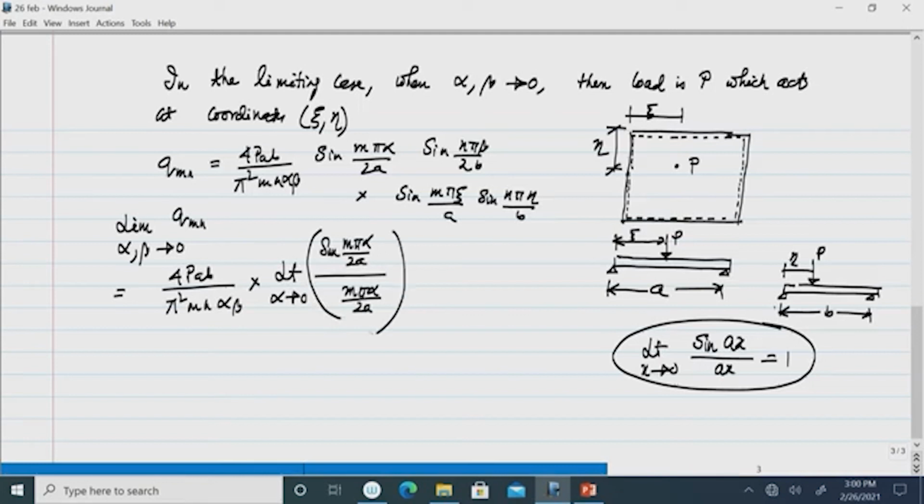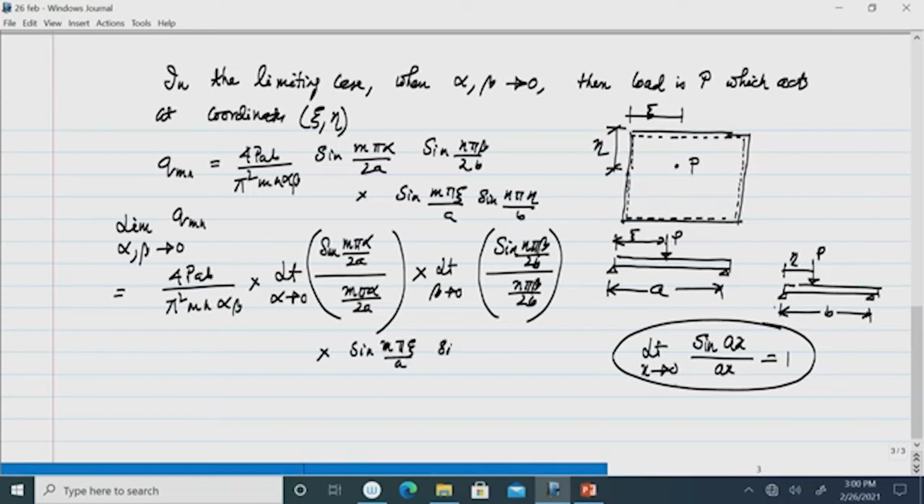Let me write the limiting value. Again, limit beta tends to 0, we get sin n pi beta by 2b over n pi beta by 2b. That limit we have written, and then sin m pi xi by a into sin n pi eta by b. We have divided this function by m pi alpha by 2a and n pi beta by 2b. So, to keep the equality of this expression, we have to multiply this function by m pi alpha by 2a and n pi beta by 2b.